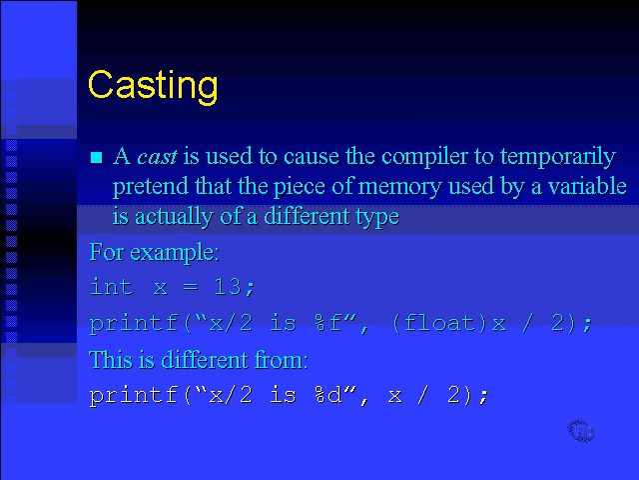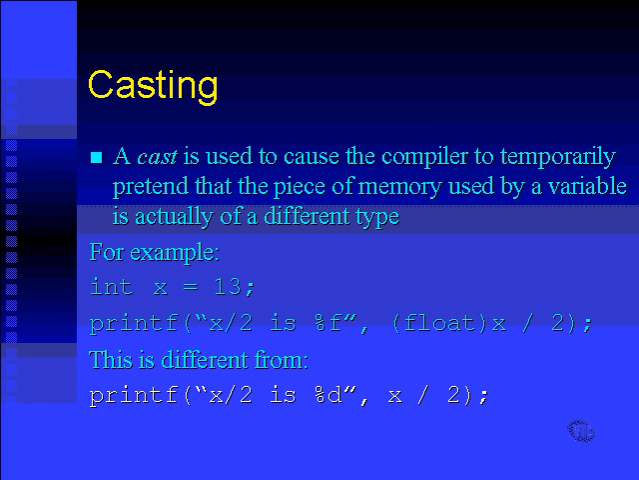So can you see how the actual cast is constructed? I put the type that I want it to pretend to be inside brackets, and I put that immediately to the left of the thing that I'm trying to pretend is of that type. In other words, the brackets float goes immediately before the x, and that causes me to pretend that the x is a float instead of an int, which is what it really is.